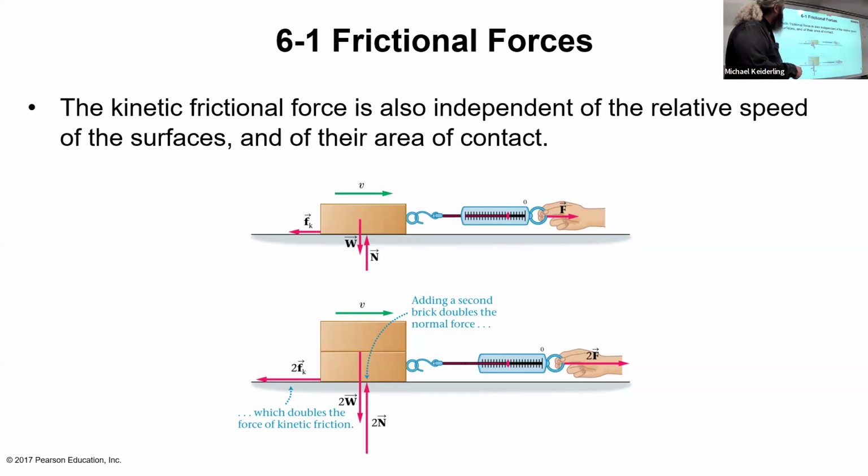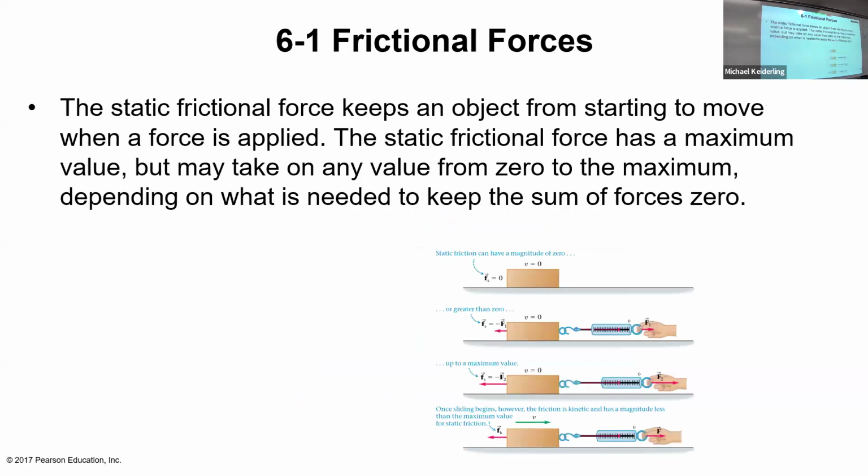So if you put a second block on top of your first block, you double your mass, you double your normal force. You know, double your mass, you double your weight, you double your normal force, you double your friction. So this is kinetic friction. It acts to keep you from sliding away.